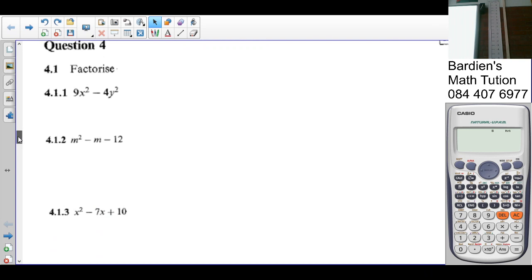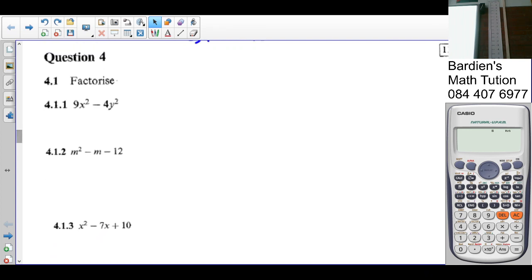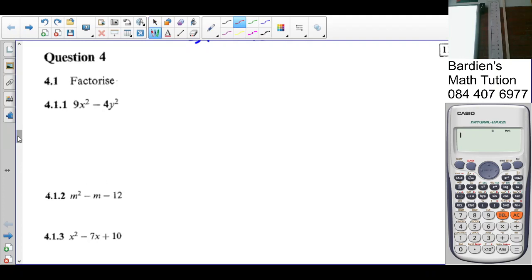The next question is question 4. Our favorite. They ask us to factorize. What type of factorization here? Difference of 2 squares. So what do we get? 3x plus 2y, 3x. Or you could have had 3x minus 2y and then 3x plus 2y. It's the same thing. Right.